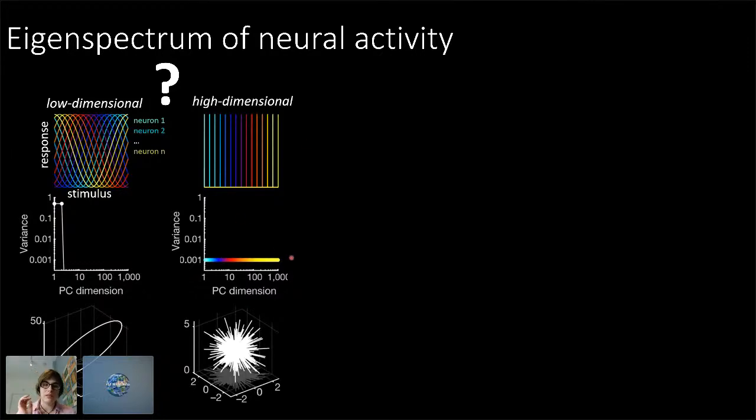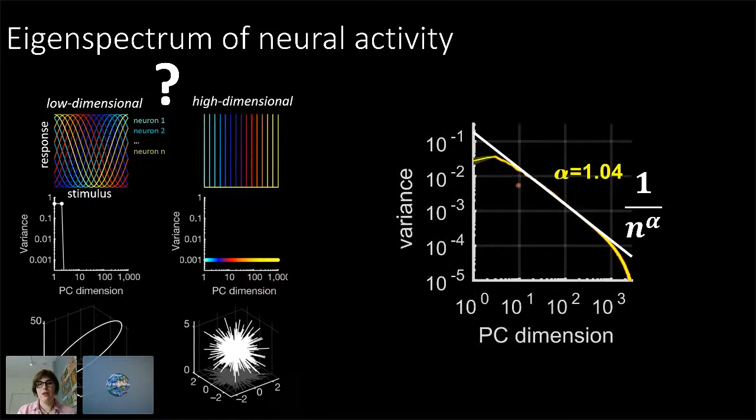And what we found in the neural data was that it was actually neither of these. The variances decayed as a power law, where the nth dimension had variance 1 over n to the alpha, where alpha was close to 1. So it's not low dimensional, because there's no cutoff where all these variances go to 0. But it's also not high dimensional in a sparse way where all the variances are equal. There are also dimensions at the top of the eigenspectrum that have more variance, that drive overall patterns of activity in the population to change.